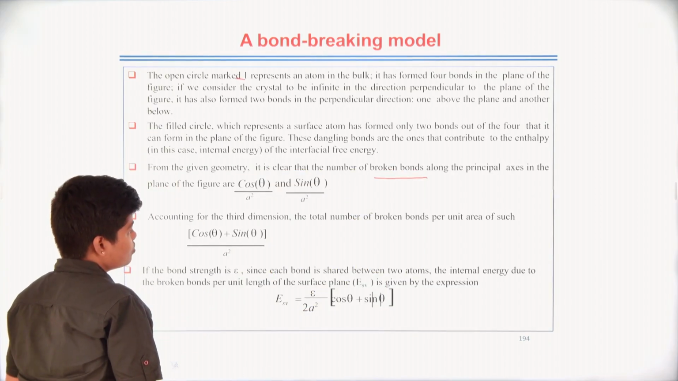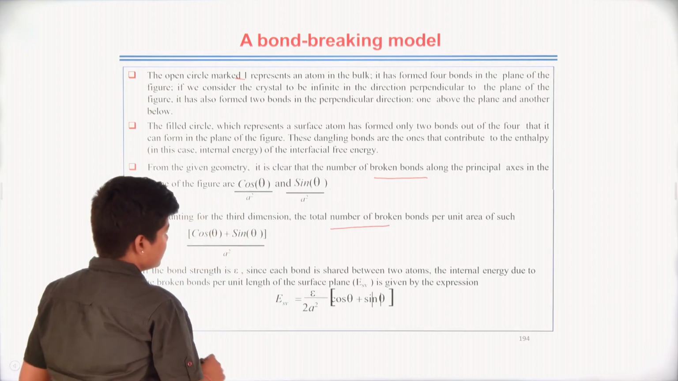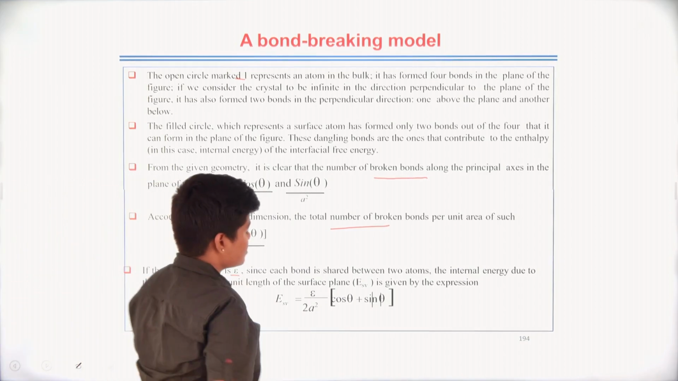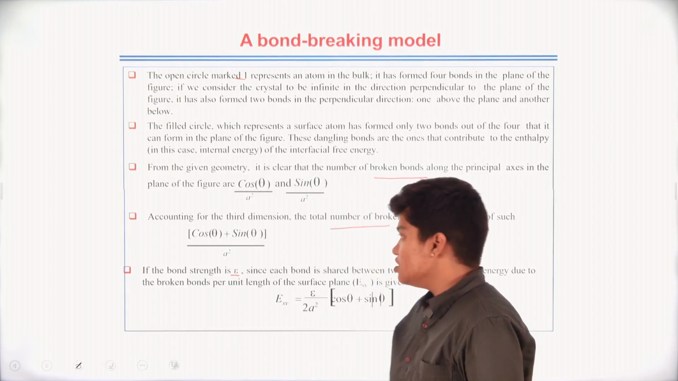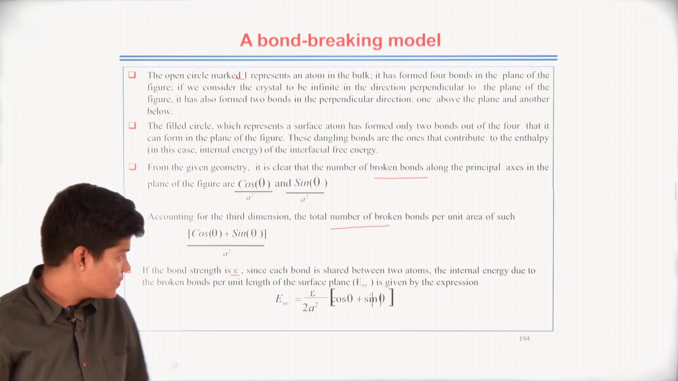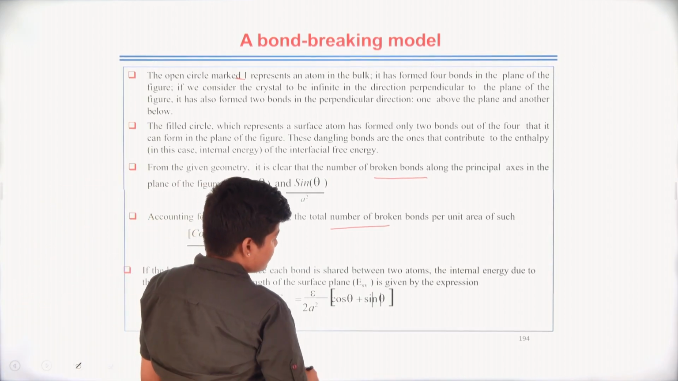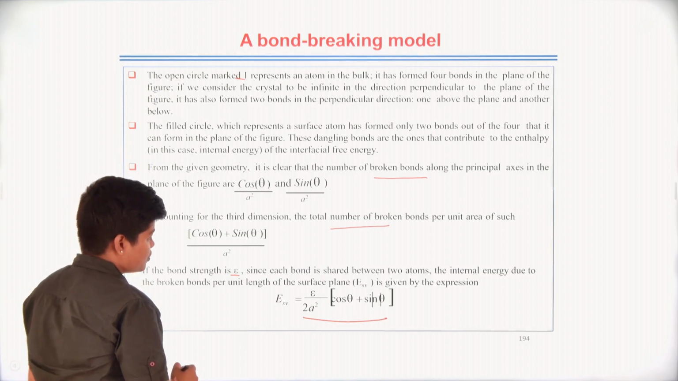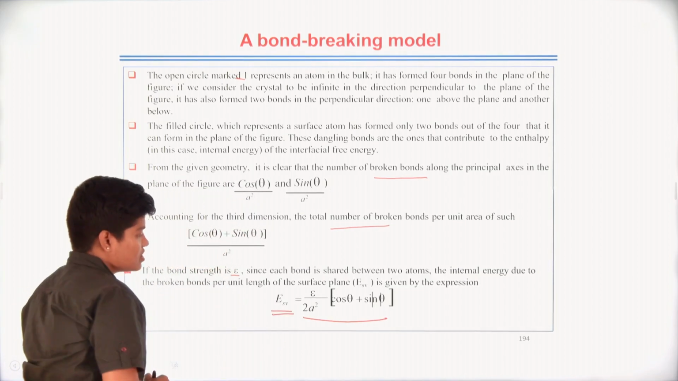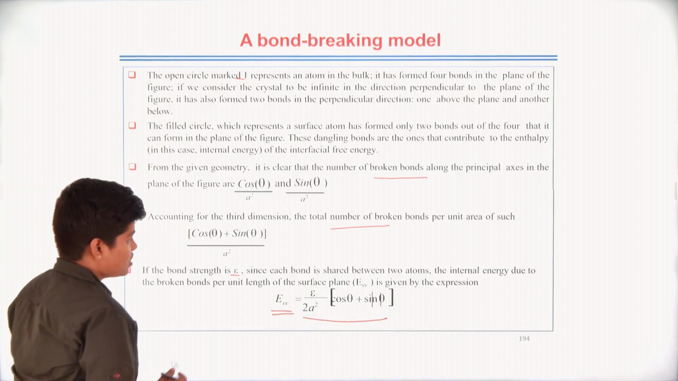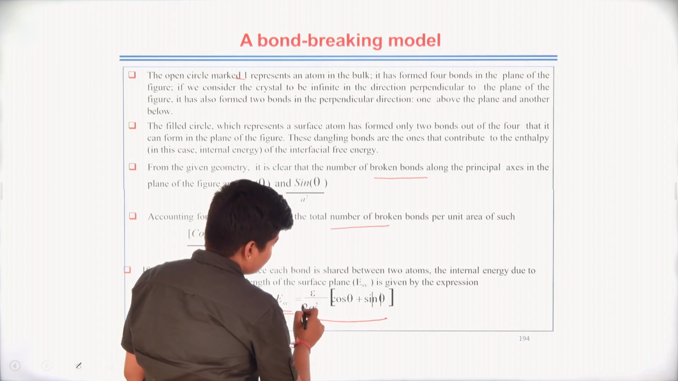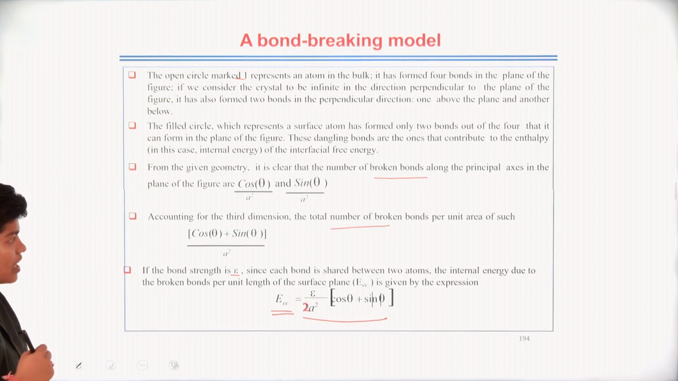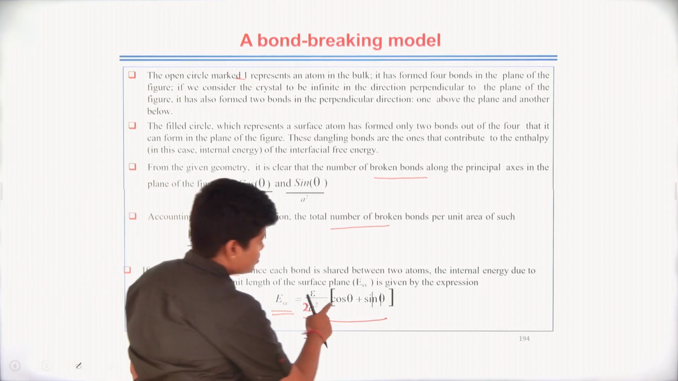In 3D geometry, the total number of broken bonds per unit area will be (cos theta plus sin theta) by a squared. Let's suppose the bond strength is epsilon. Then the energy for the broken bonds will be epsilon by 2a squared times (cos theta plus sin theta). This expression is the internal energy of broken bonds per unit length, that is E_SB, the internal energy of the surface plane. It is epsilon by 2 because for one bond, 2 atoms are needed.